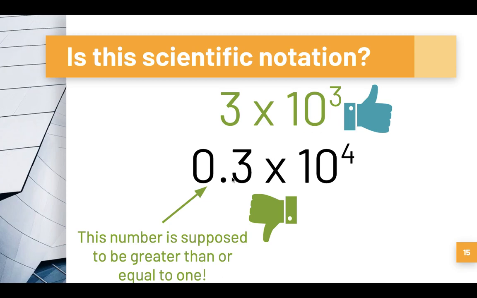And notice when we move our decimal to correct these, our exponent has changed. It changed by a factor of 1 in this example.